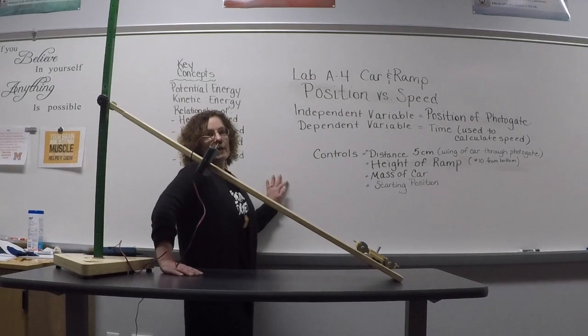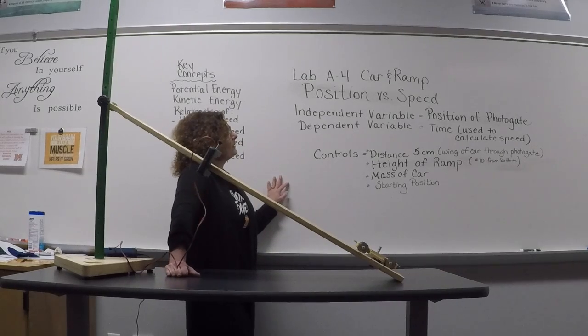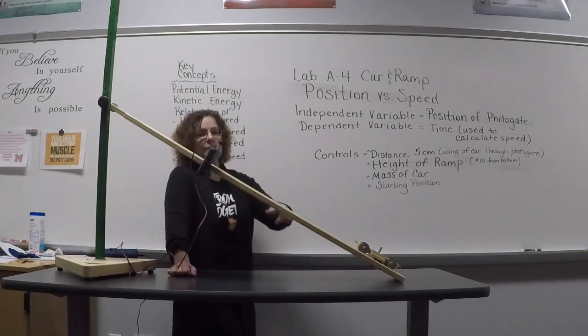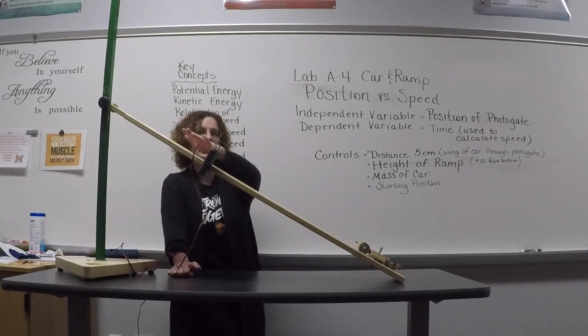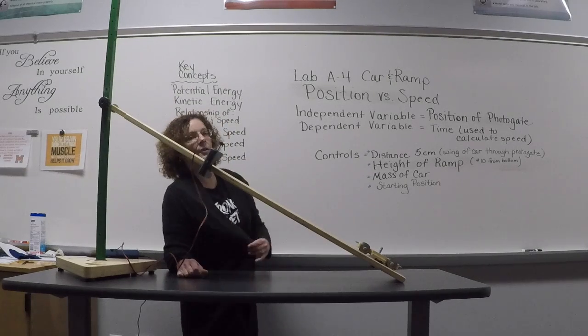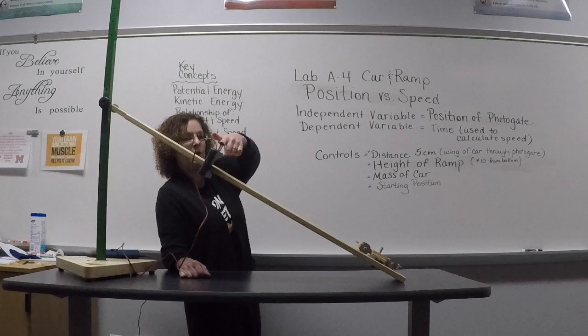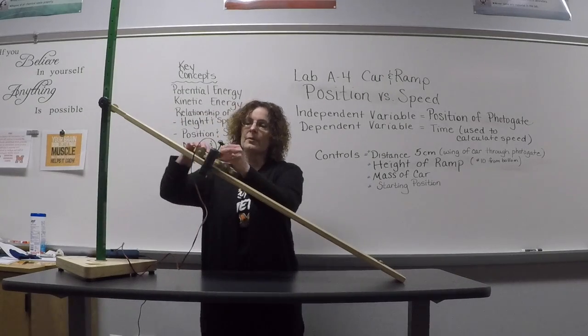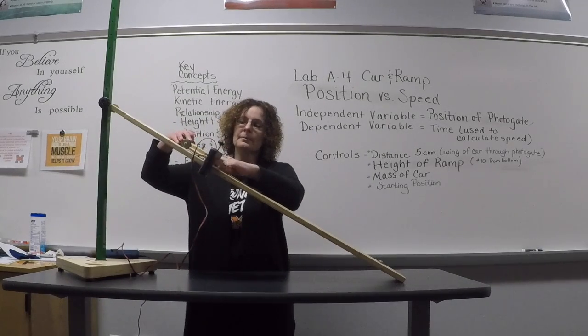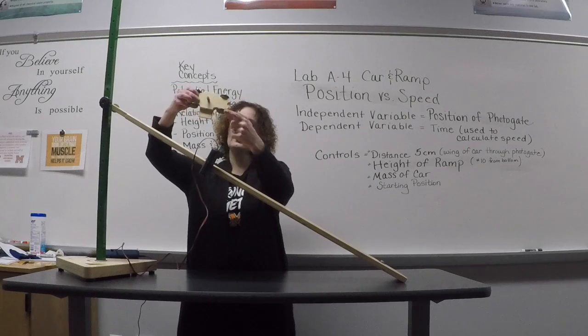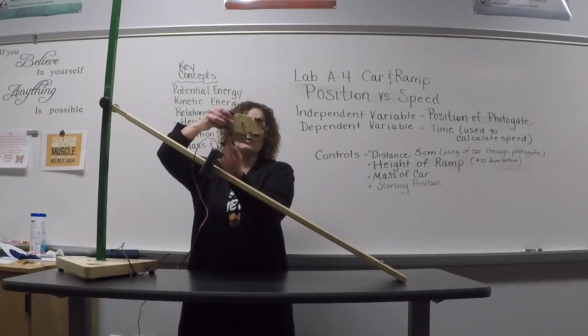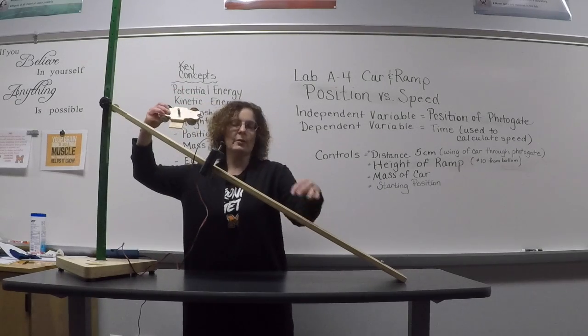All right, we're at our second lab, car and ramp. This time we're going to see how the position of where we put the photo gate affects the speed of the car. So this is going to record the time that it takes for the car to travel from the front of the wing here to the end of the wing, passing through at this point on the ramp.